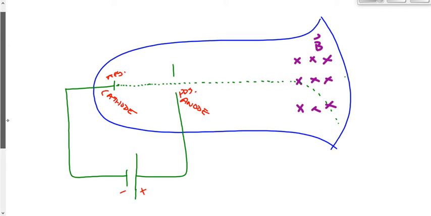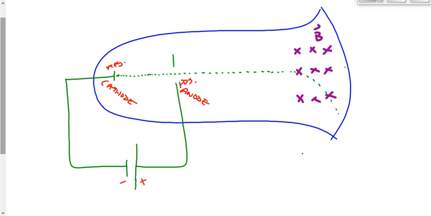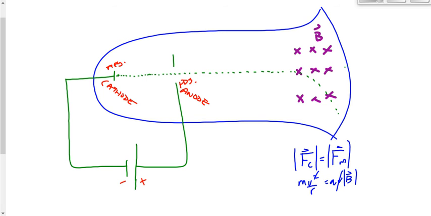You guys know that when a charged particle goes in a magnetic field, it moves in a circle, as long as it's exposed to the field. Therefore, it's a centripetal force. But that centripetal force is equal to the magnetic force. So we'd say Fc is equal to Fm, or mv squared over r is equal to qvB. We cancel out a v, and we're left with mv over r equals qB.